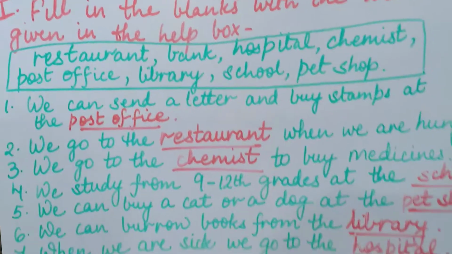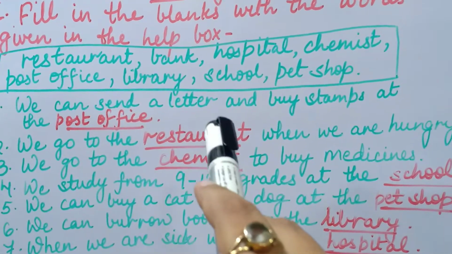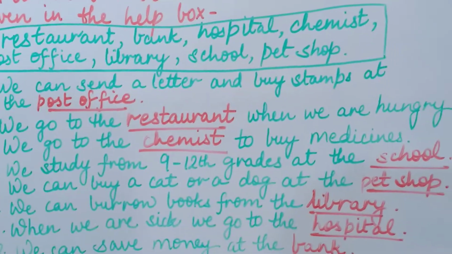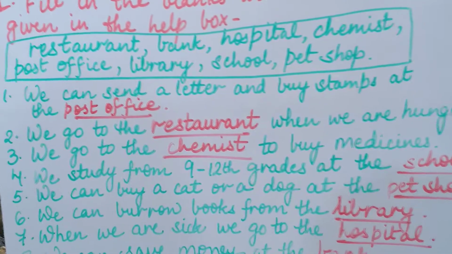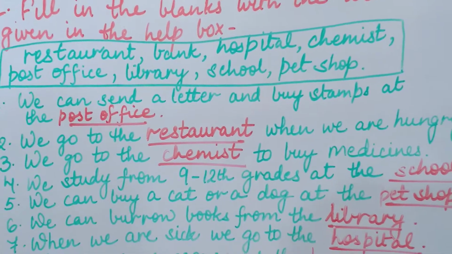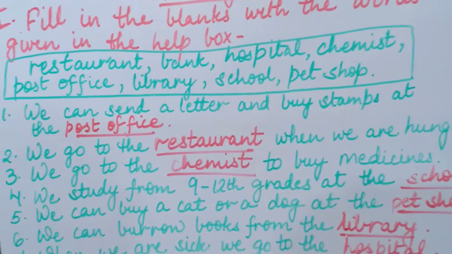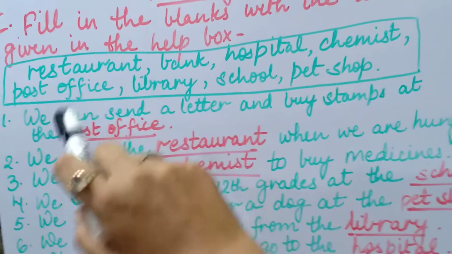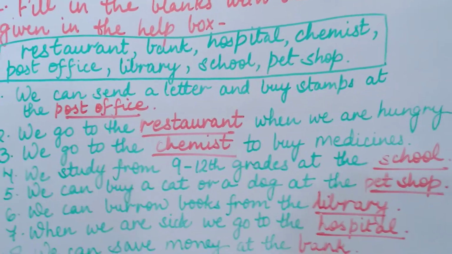Okay, now first sentence. What is the first sentence? We can send a letter and buy stamps at the dash. हम letters कहाँ पे send करते हैं और stamps कहाँ से खरीद सकते हैं? What is the place from where we can buy stamps and send the letters? It is the post office. So post office is written here, so you will write from here. The correct answer is post office. Okay, in this way you have to do.